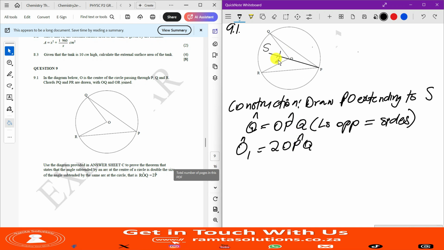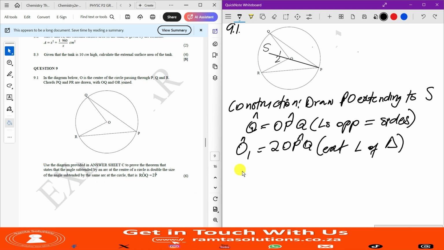This is because O1 is an exterior angle. Hear me out. O1 is an exterior angle of what? Is an exterior angle of this triangle. So, exterior angle of a triangle, right? If you recall, exterior angle of a triangle is equal to sum of interior opposite angles. All right. So we are good.